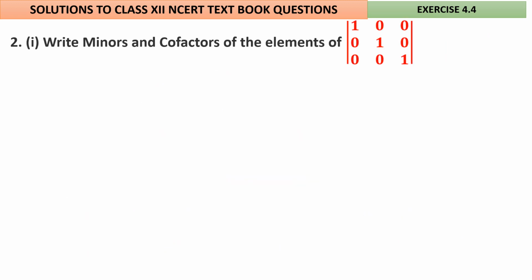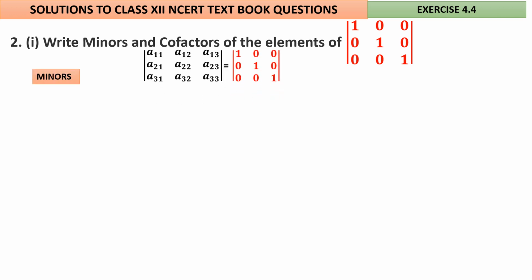Okay, now this is a problem where we have to find the minors and cofactors of a particular determinant of 3 cross 3. It's a special one. It is actually a determinant of an identity matrix. Let us see. Minor of the element A11: remove the row in which 1 lies and the column in which the 1 lies. Therefore you will get 1, 0, 0, 1. Therefore the answer is 1.